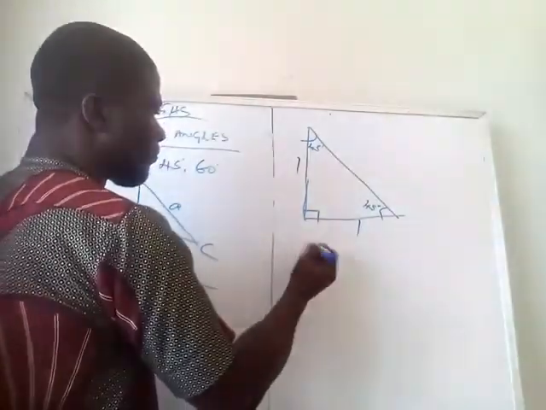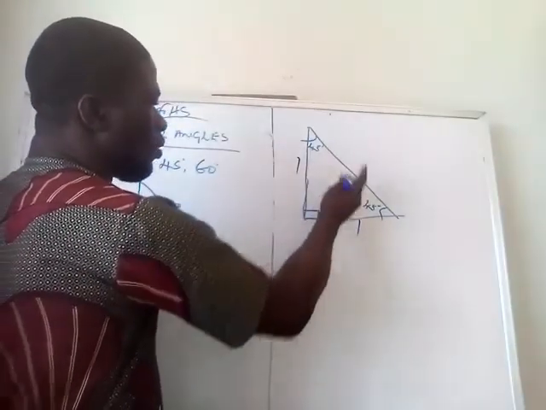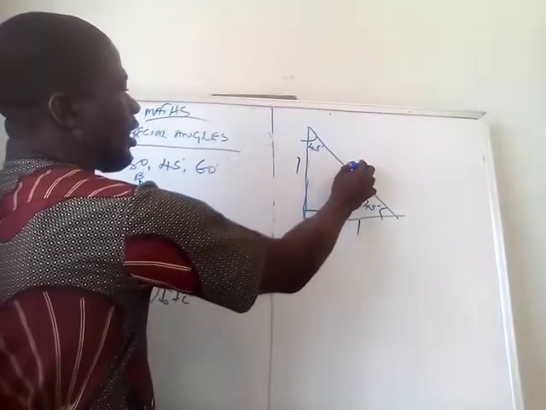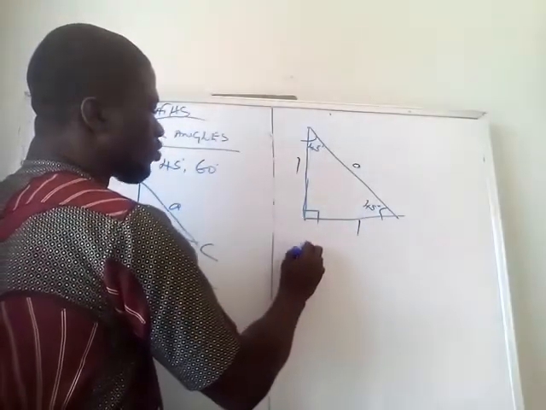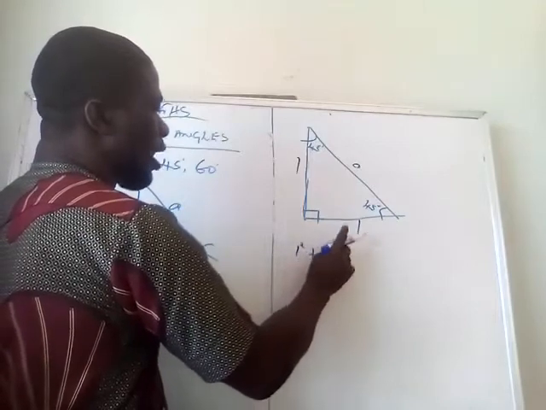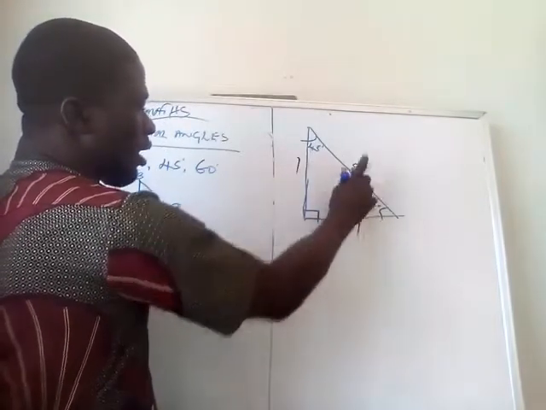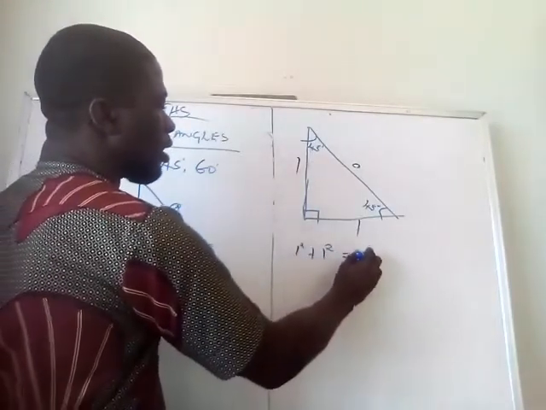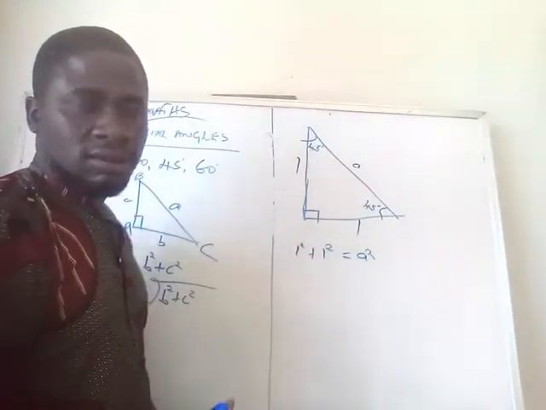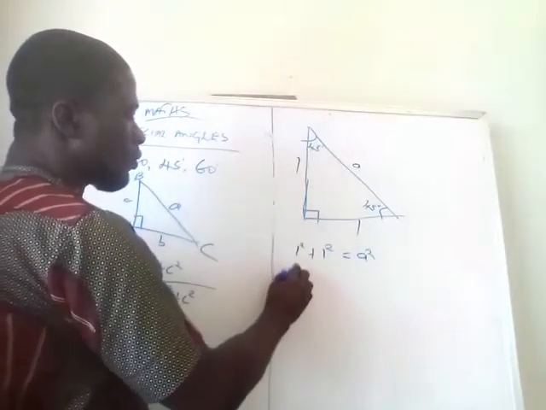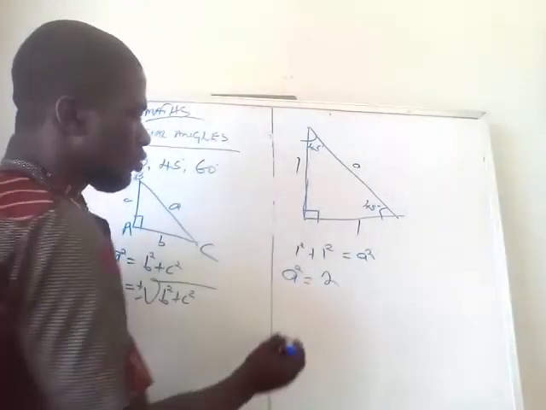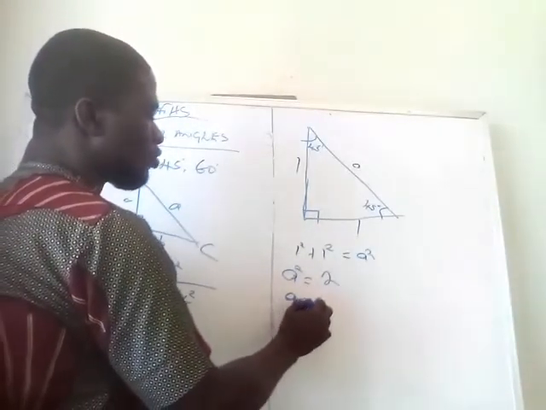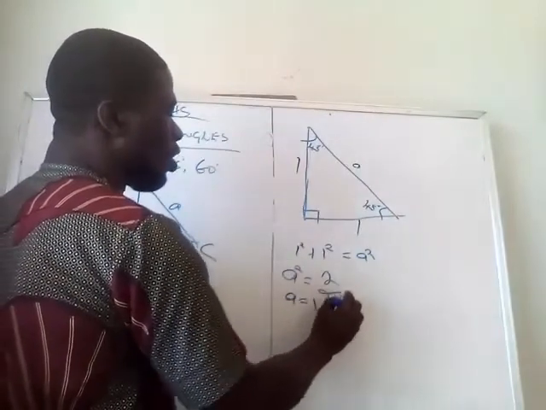Let's say this side is A. We have 1 square plus 1 square, which is equal to A square. I have just interchanged it. So A square now is equal to 2. So A is equal to the square root of 2.